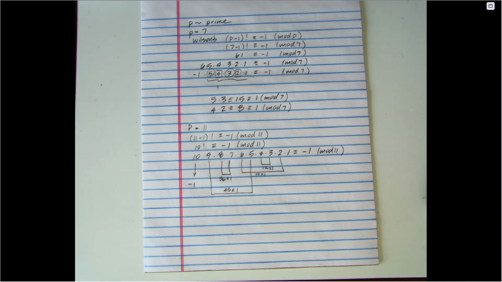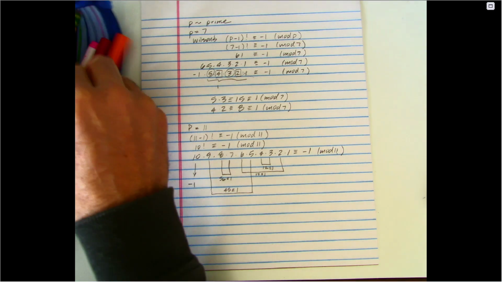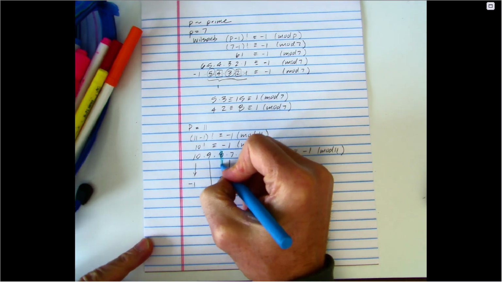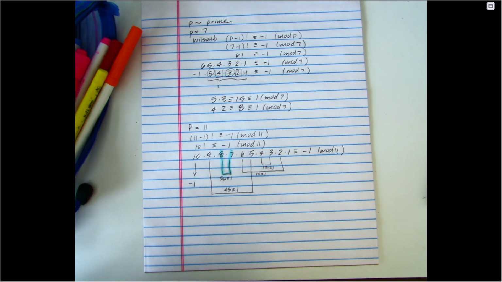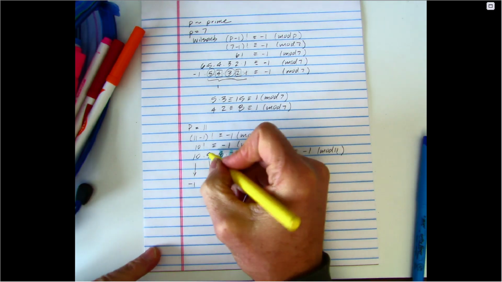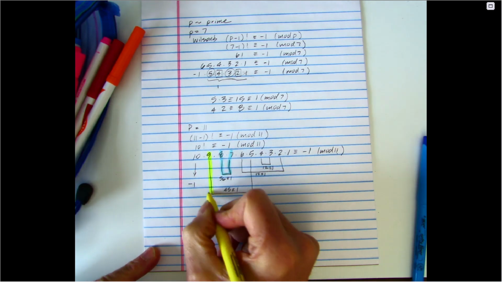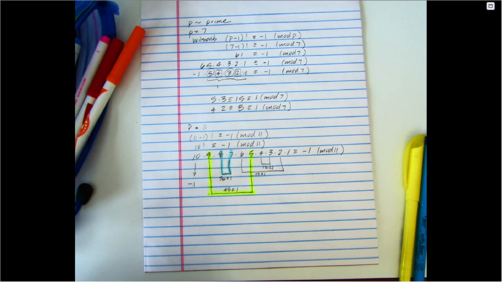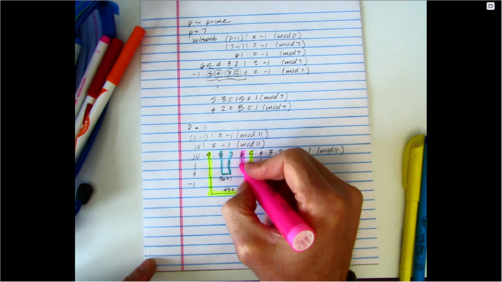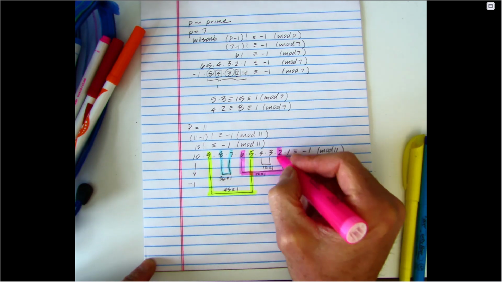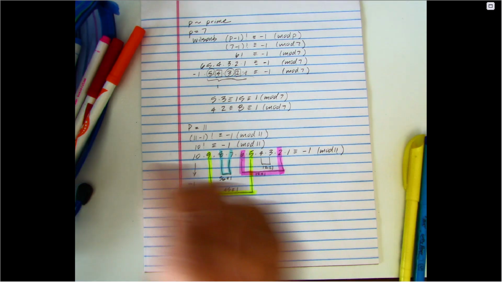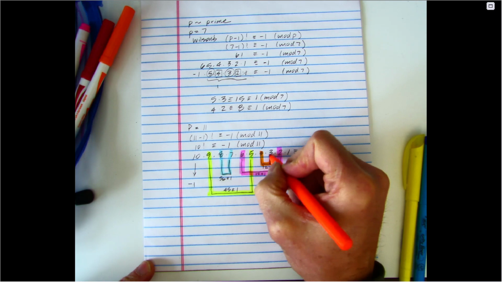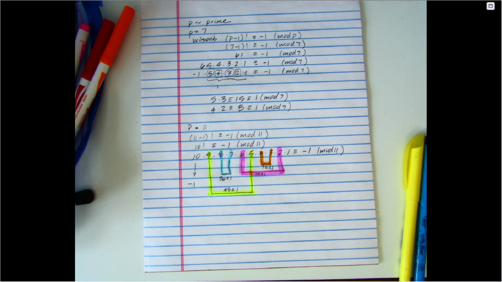So maybe I'll use some tools here just to make this completely clear. So 8 and 7 pair up to make a 1. 9 and 5 pair up to make a 1. 6 and 2 pair up to make a 1, and then just one more. 4 and 3 pair up to make a 1. And this seems to be the general case, right?